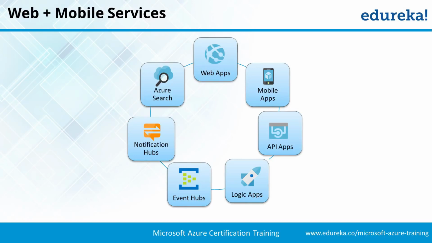Then you have my API apps, my logic apps, then my event hub, which is used for events, then my notification hub, and then my Azure search. So these are the services for my mobile and web, and this, as I said, is a part of my PaaS. So let's jump on to the next slide.